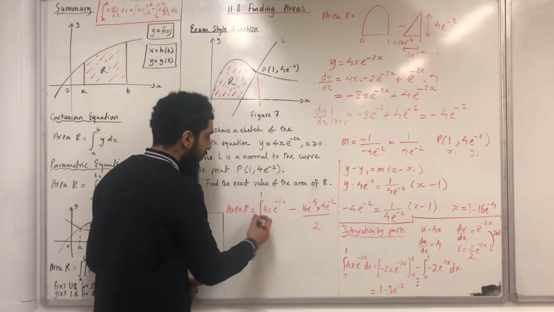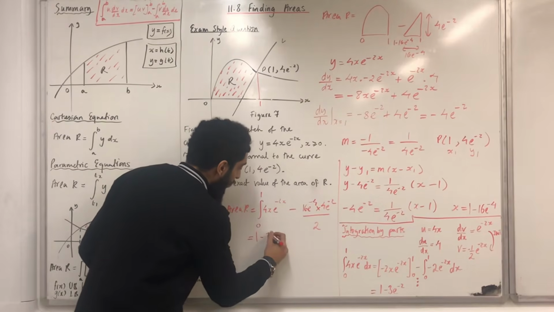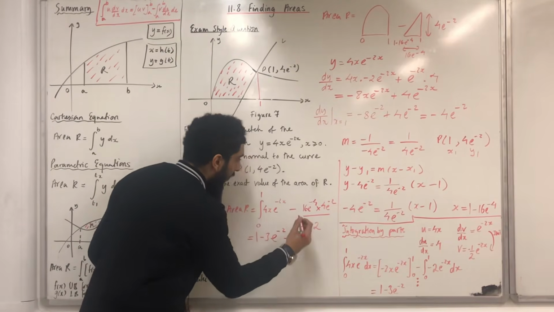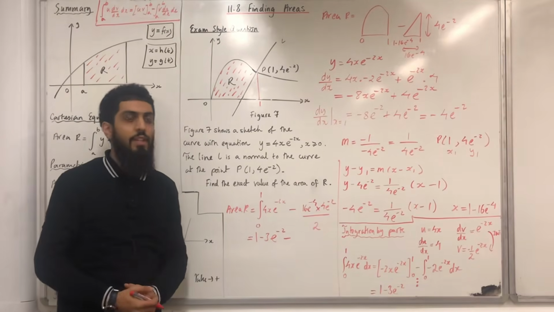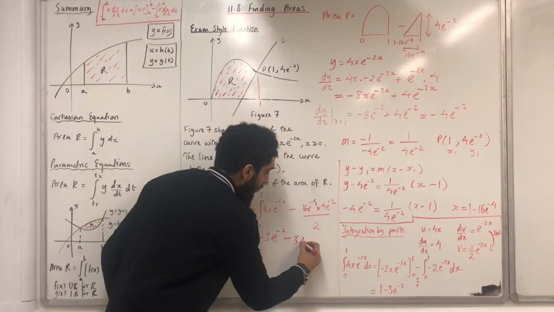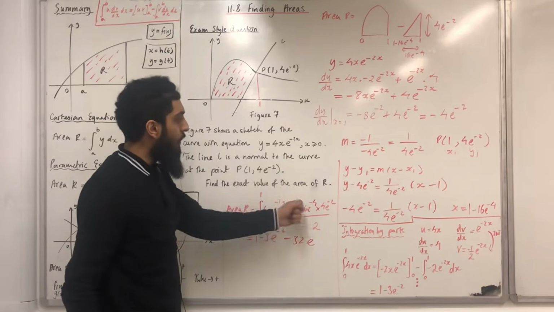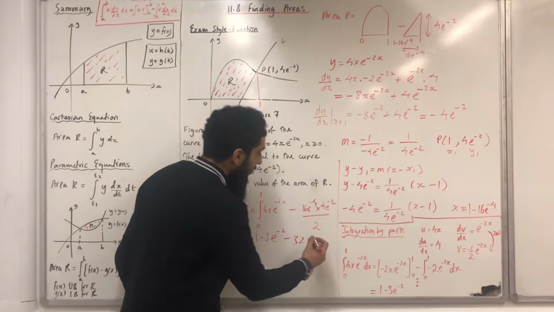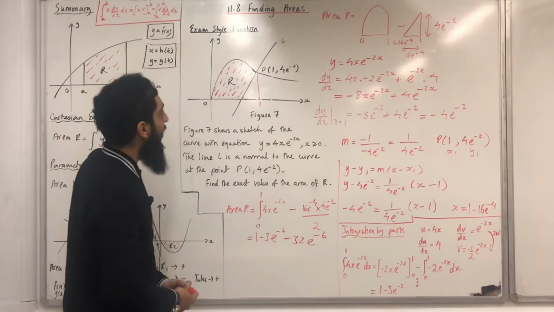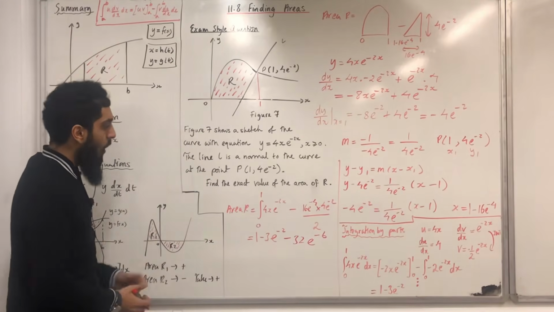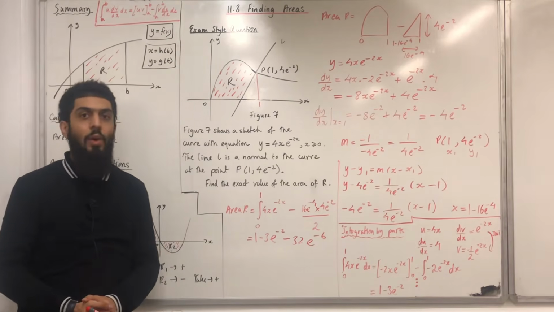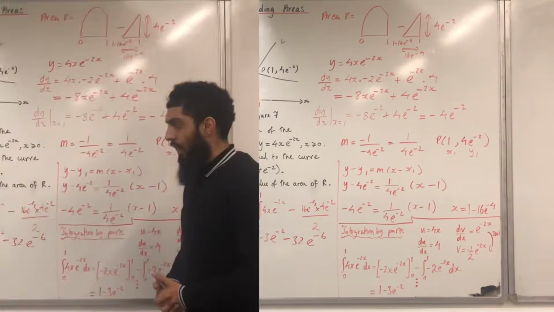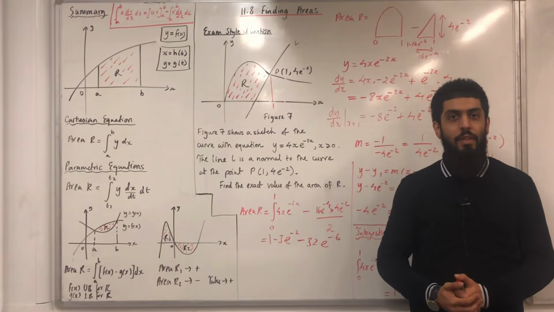So this particular integral is equivalent to 1 minus 3e to the power minus 2 minus 16 multiplied by 4 is 64, divided by 2 is 32. So 32 e to the power minus 4, plus minus 2 is minus 6. Therefore the exact area for R is 1 minus 3e to the power minus 2 minus 32e to the power minus 6. That there completes the first part of my video on finding areas.